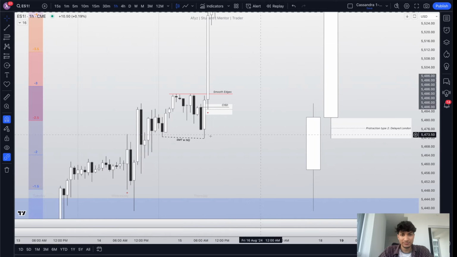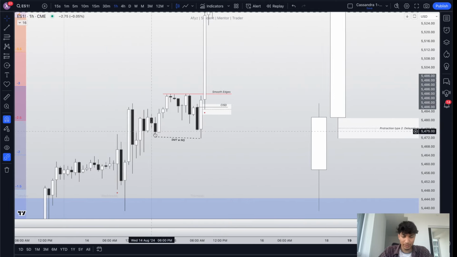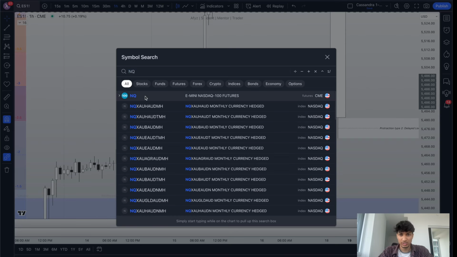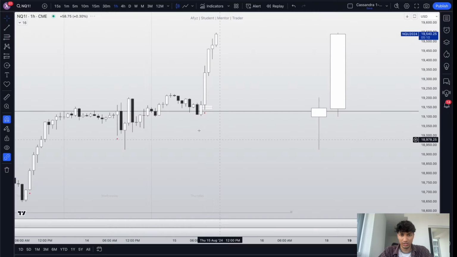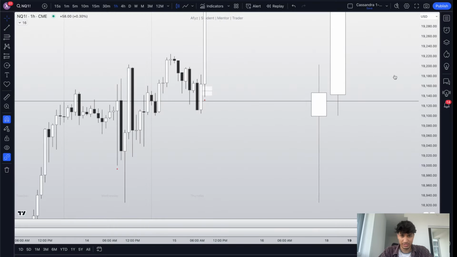As you can see, at around 7 a.m., price comes in and creates a lower low on the S&P, and then NASDAQ, obviously, if we refer to that chart, creates a higher low in here. Here's the SMT divergence.